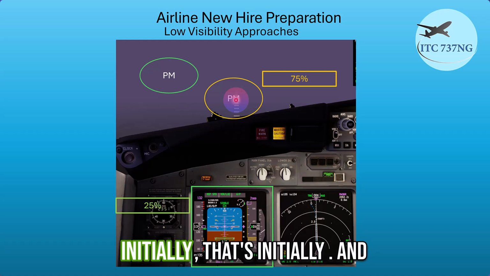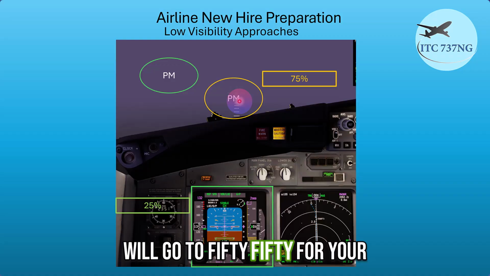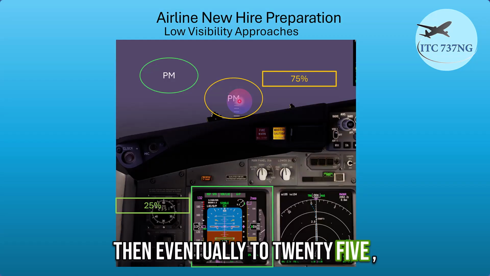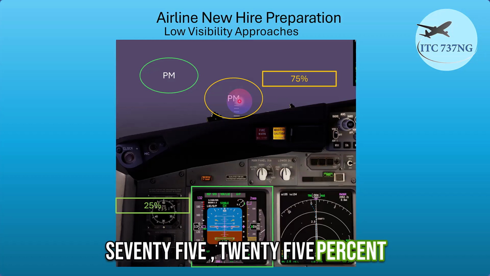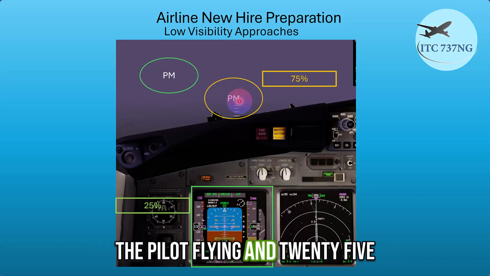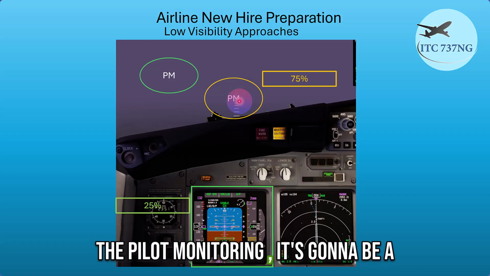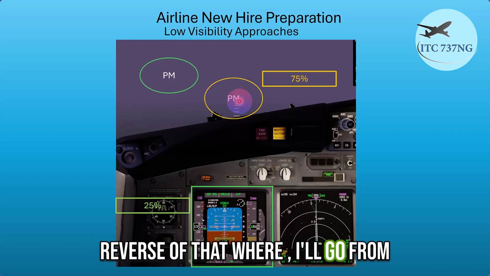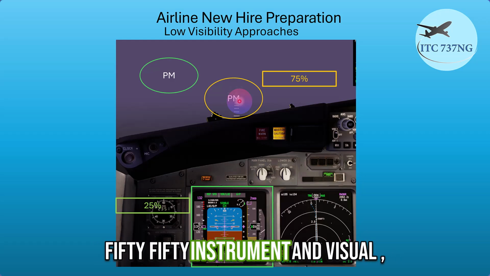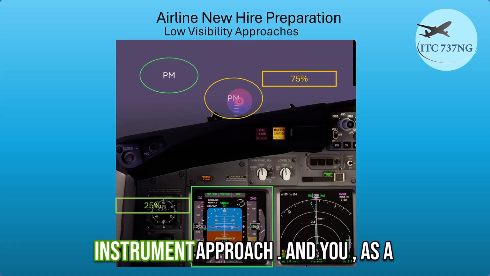Now that's initially. And remember I said earlier, this is going to transition where both of you will go to 50-50 for your respective responsibilities, and then eventually to 25%, 75% visual cues for the pilot flying and 25% instrument. And then for the pilot monitoring, it's going to be a reverse of that, where we'll go from this 75% initially to 50-50 instrument and visual, and never give up monitoring the instrument approach.